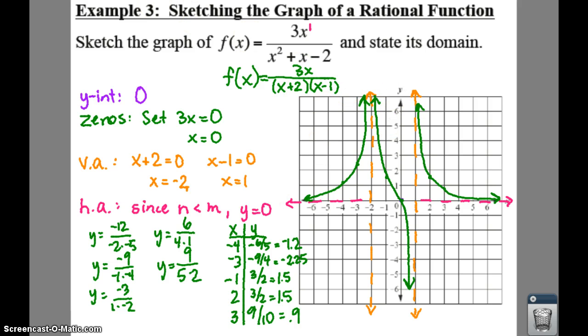We need to state our domain. So for your domain, remember it's going to be all real numbers except whatever makes your denominator equal to 0. So we're going to say all real numbers except x can't be equal to -2 or +1. So there's your graph, there's your domain.